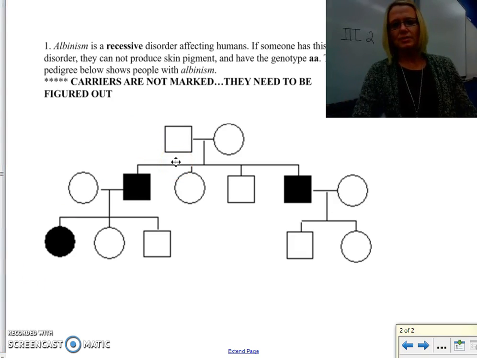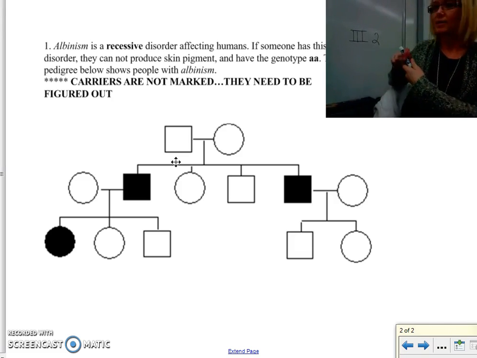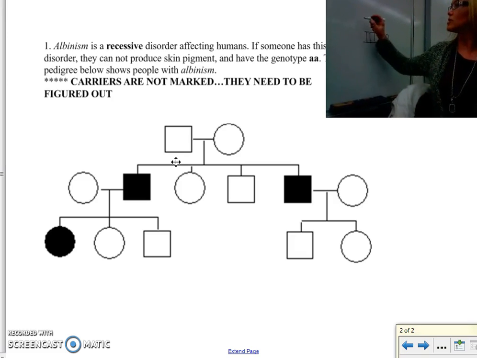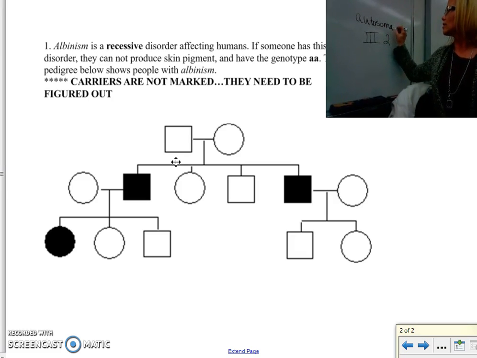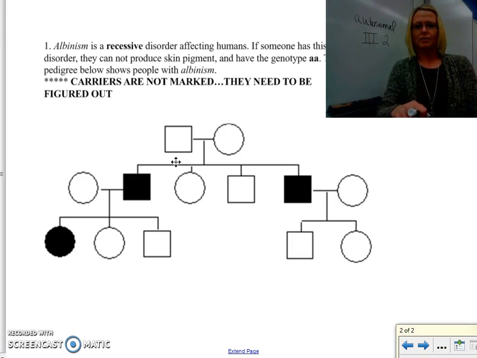And we're going to start out with simple ones that aren't sex-linked. These are just regular. They're either dominant or they're recessive. We call these autosomal. It looks like this. And I'll show you in a minute here, but that's just what I mean, autosomal.